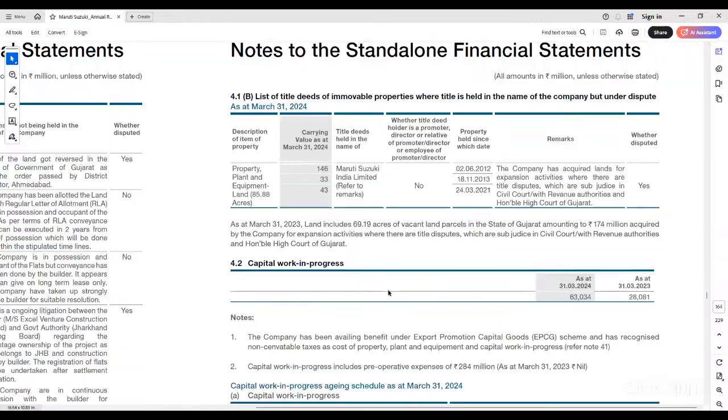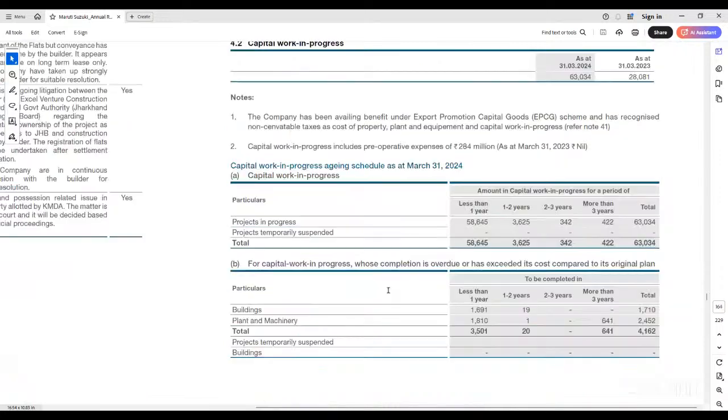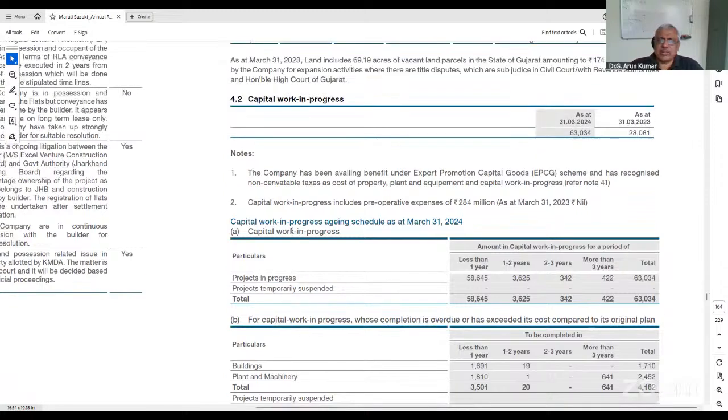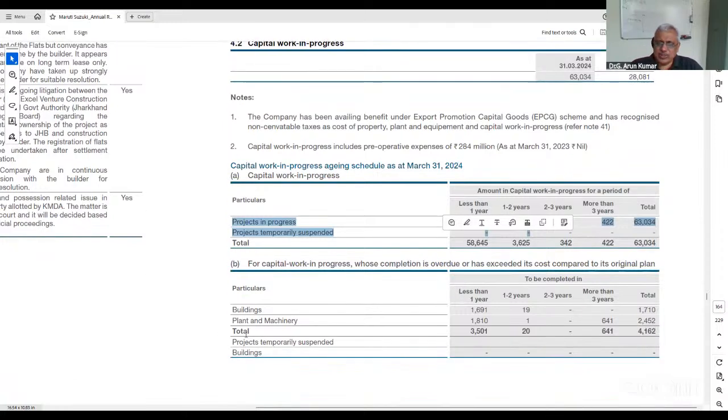Sorry, if you want, you can duplicate that tab, and so you can keep one tab as your financial statement. The other tab, you can go to notes. Yeah, sure. The capital work in progress, you see out here, the entire details of capital work in progress. This is the one. And you see these projects in progress, temporarily suspended, less than 1 year, more than 3 years, and so on and so forth. And what are those projects? Building, plant and machinery, and so on and so forth out there.